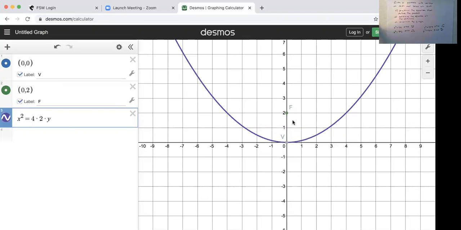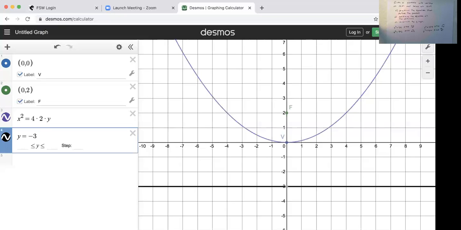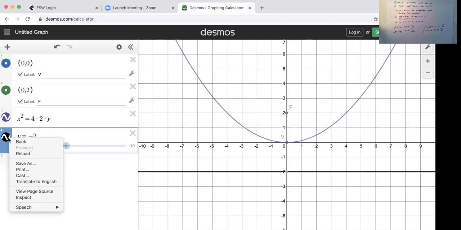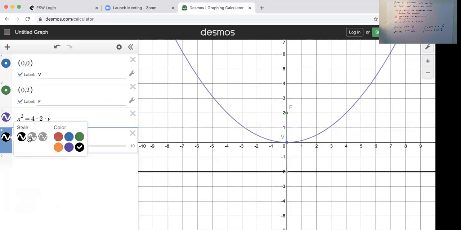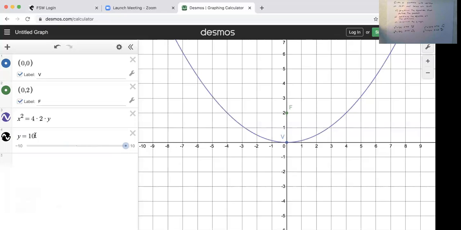Again, engulfing it, p is the distance from the vertex to the focus. p is positive if you go up, p is negative if you go down in this case. Now, what about the directrix? The parabola is the set of points equidistant from the focus and the directrix. So if the vertex is halfway between this and this, the directrix is coming down here. The directrix is going through -2. The directrix will be y equals -2. And that's our directrix.